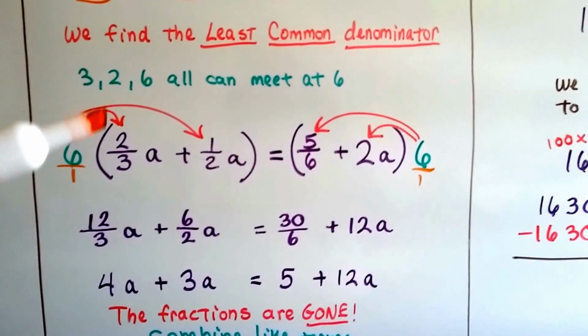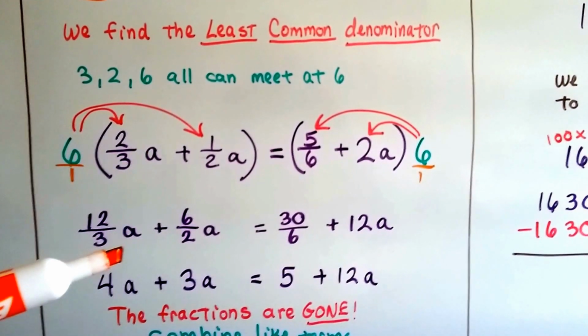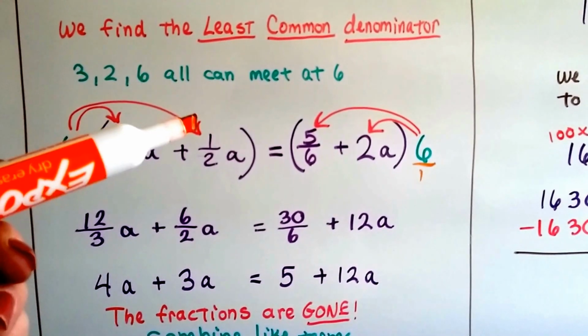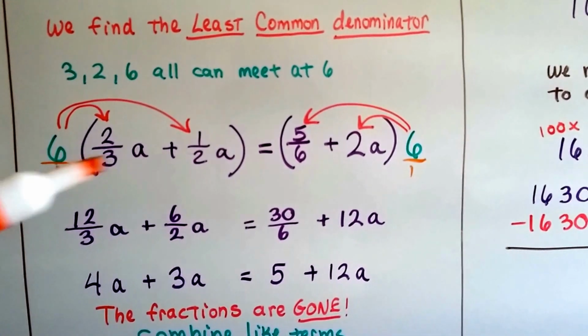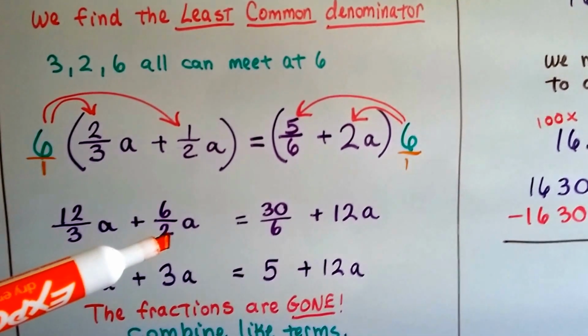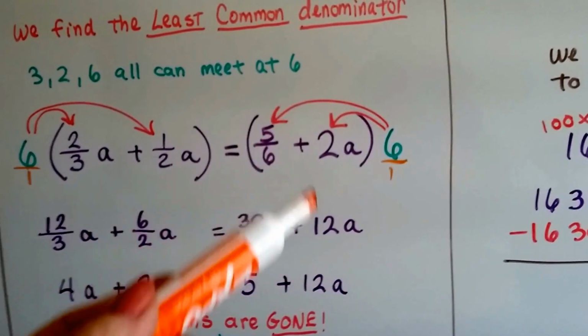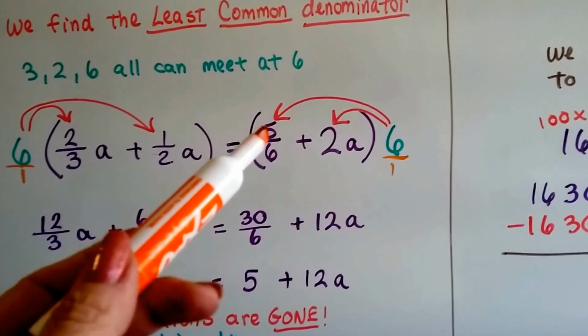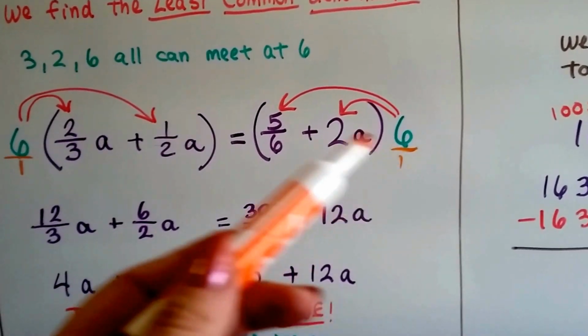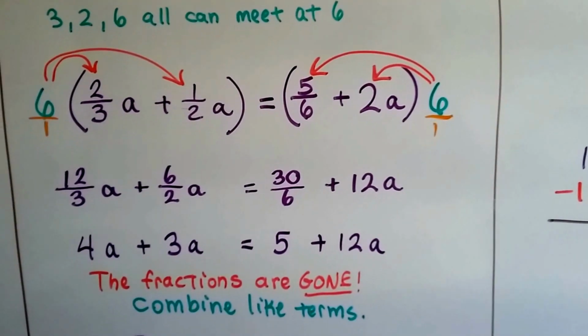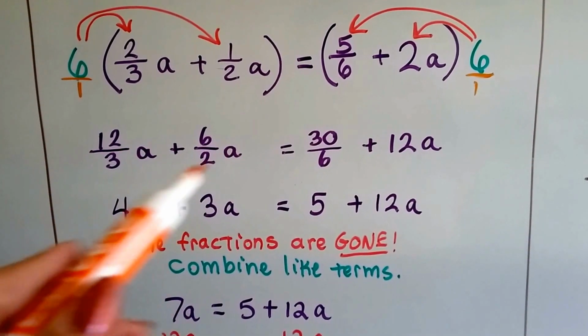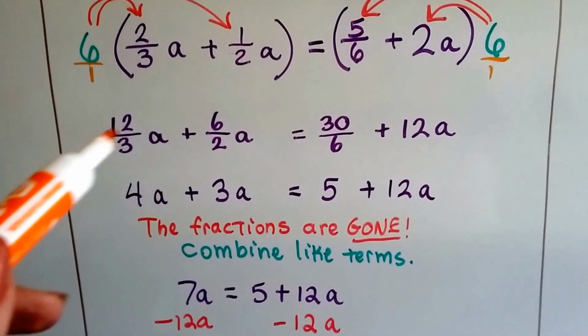So we get 12 over 3a right here, plus 6 times 1 is 6, and 1 times 2 is 2. We get 6 over 2a here. And we do the same thing to this side. We distribute it to this side. And we get 30 over 6 plus 12a. See? Now we combine like terms and simplify them.